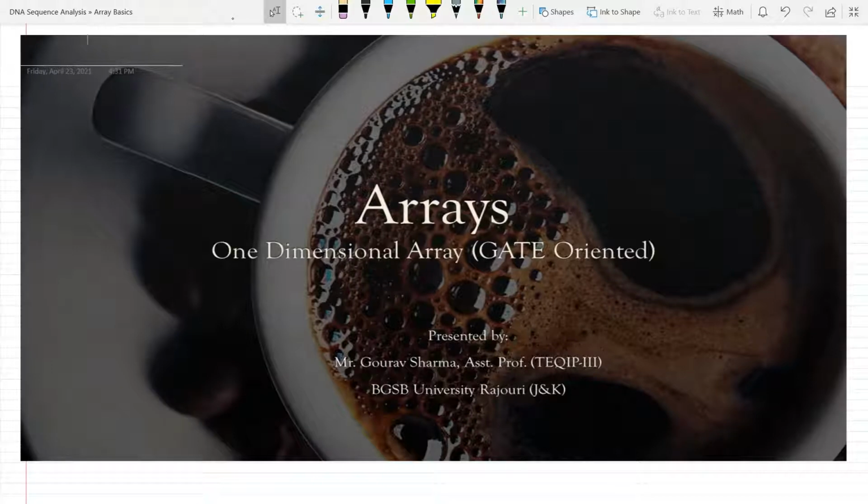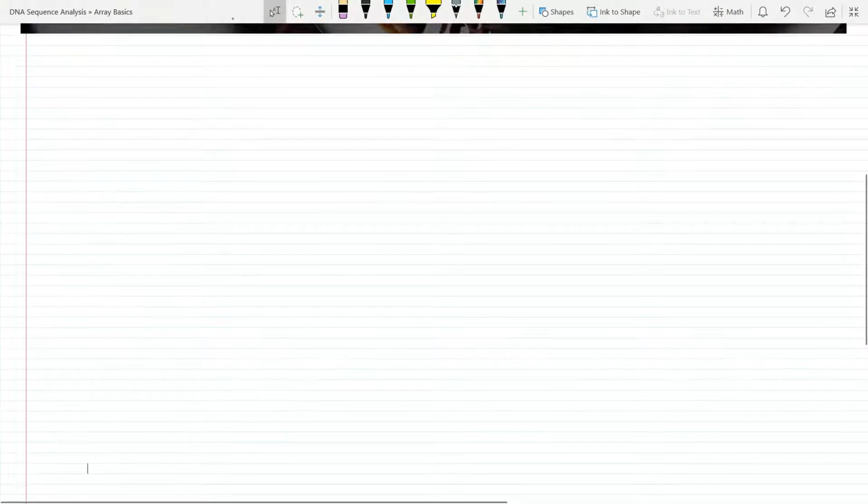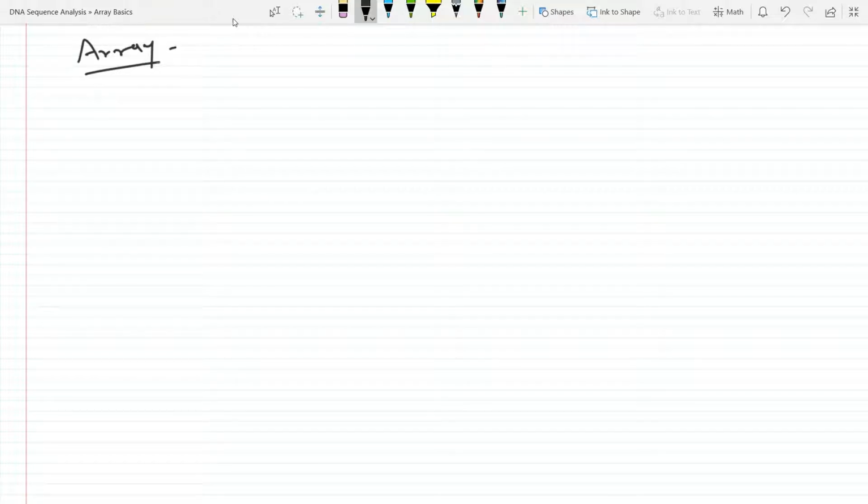Today I am going to discuss arrays in general and one dimensional array in particular. So just have a look. So what is meant by an array? Firstly, a few important points.